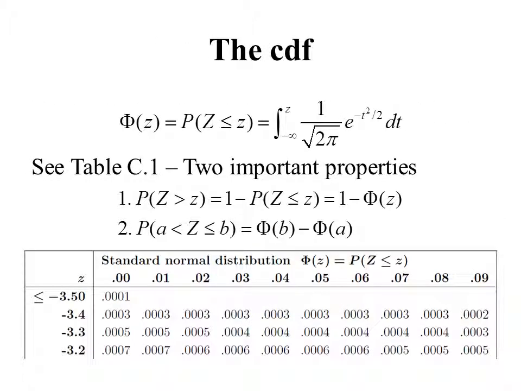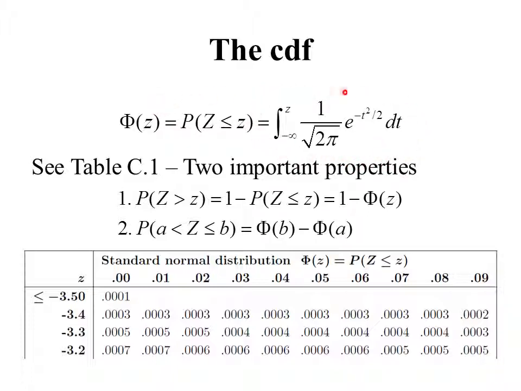Now the CDF of a standard normal distribution is defined to be the probability that Z is less than or equal to z, and we calculate that according to the definition of the CDF: integrate the PDF from negative infinity up to z. Now this CDF is given a special name, and that's capital phi of z.